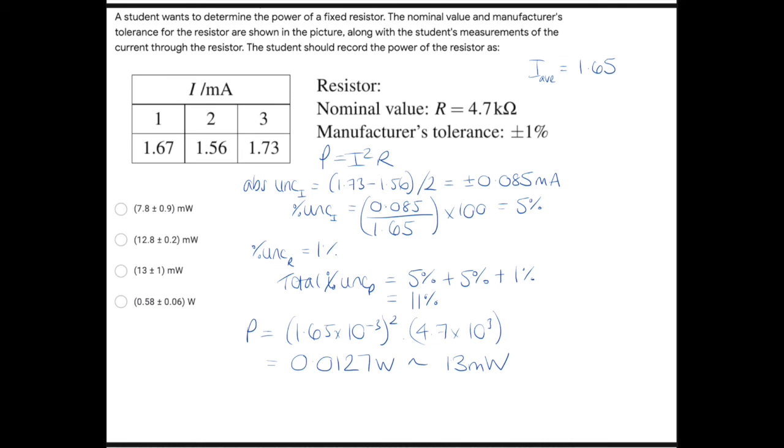We then work out our percentage uncertainty, so 11% of 13. We're working out our absolute uncertainty. So if we take our actual value of 0.0127, or rather, let's work in milliwatts from here on out, 12.7 multiplied by 0.11 gives us an absolute uncertainty of 1.4, or rather plus or minus 1.4 milliwatts. And therefore, when we look at our answers, the value that is closest to our options is answer C, which is 13 plus or minus 1 milliwatt.